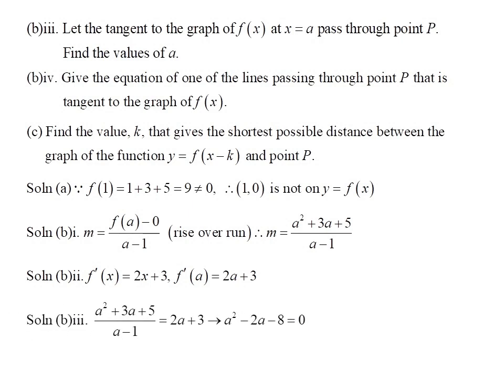As for subpart 3, since the tangent to the graph at x equals a passes through point P, we have the equation (a squared plus 3a plus 5) over (a minus 1) equals 2a plus 3. Solving this equation, we obtain a equals negative 2 or 4.